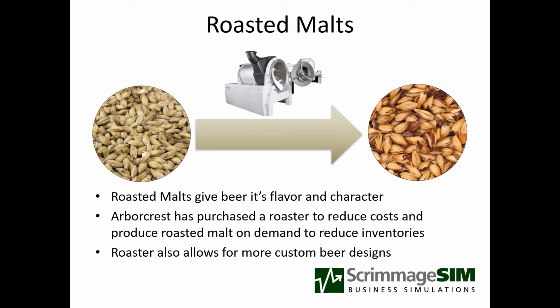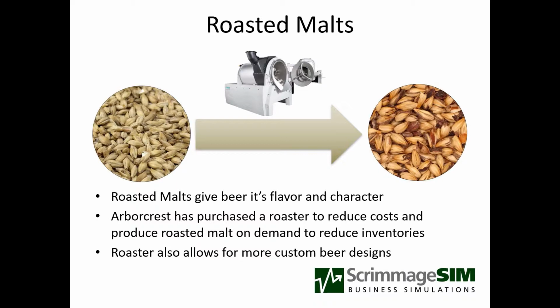To illustrate multi-level MRP, we're going to modify the Arborcrest Ale Studios company and assume that they've bought a roaster to roast their malts. A number of roasted malts are used in the recipe, and roasted malts are what give beer its character and flavor. In the previous examples, Arborcrest has purchased these. Now we're going to assume that they purchased a roaster to roast the malts, give them a dark caramelized flavor and color, and do that to reduce costs and add flexibility rather than purchasing the roasted malt.